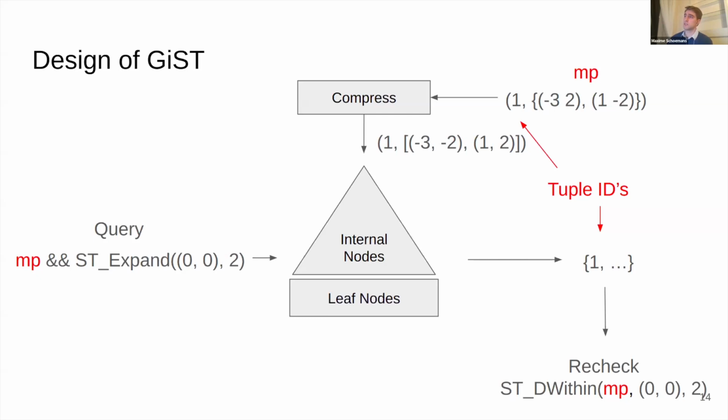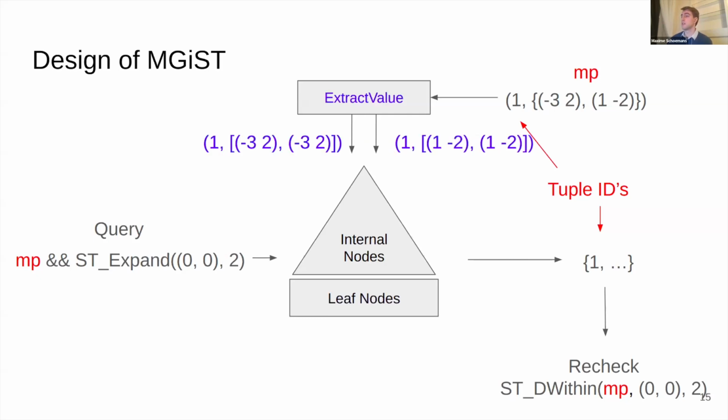So the difference between gist and MGist is that before compressing, we call a new user method, which is called extract value, which will split our tuple, in this case our multipoint, into multiple bounding boxes. It doesn't have to be bounding boxes, it could also be multiple points or multiple polygons, because the compress function will still be called afterwards. But in this case, you see, we return two bounding boxes, one for each point, instead of a single one.